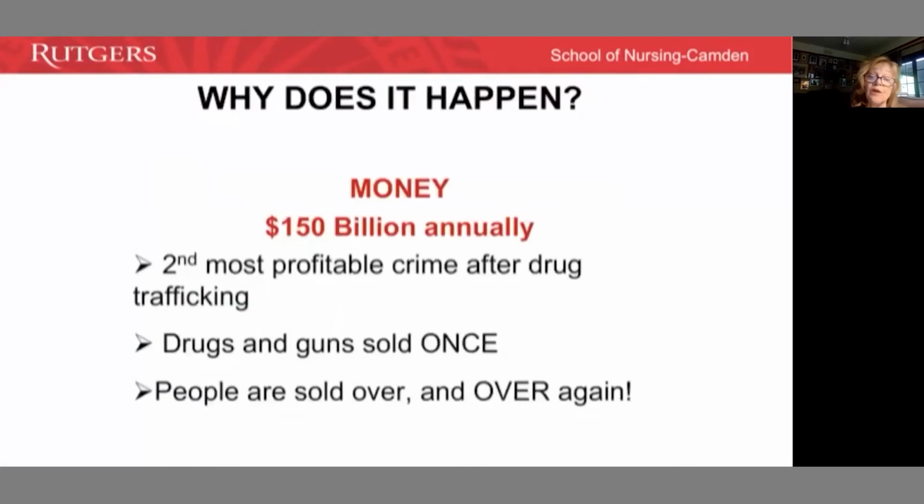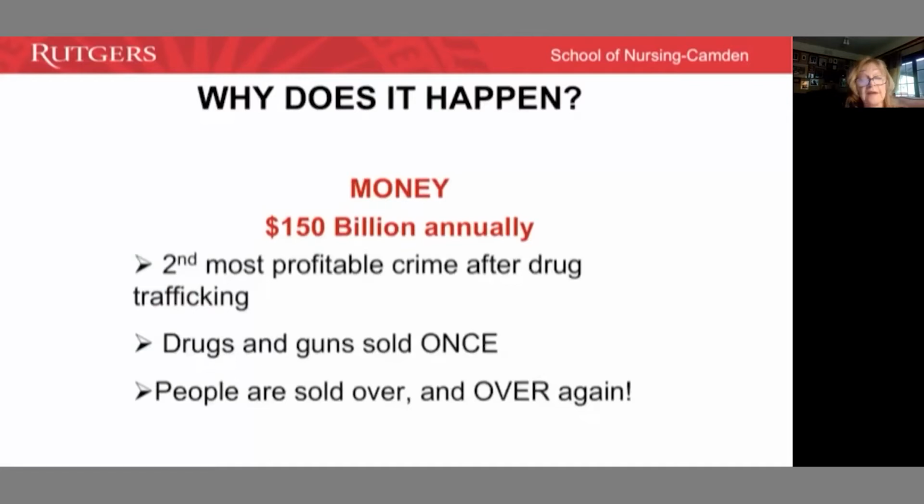Why does it happen? We often ask, why are people being trafficked? Well, it all has to do with money. In fact, it's a $150 billion crime. This is how much they make annually. It's the second most profitable crime after drug trafficking.